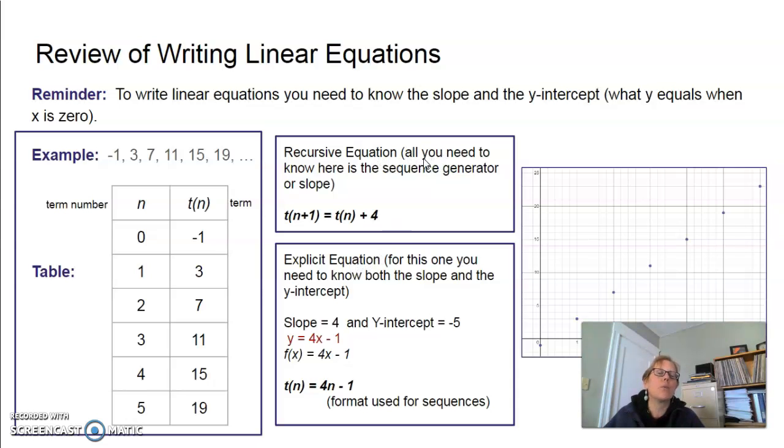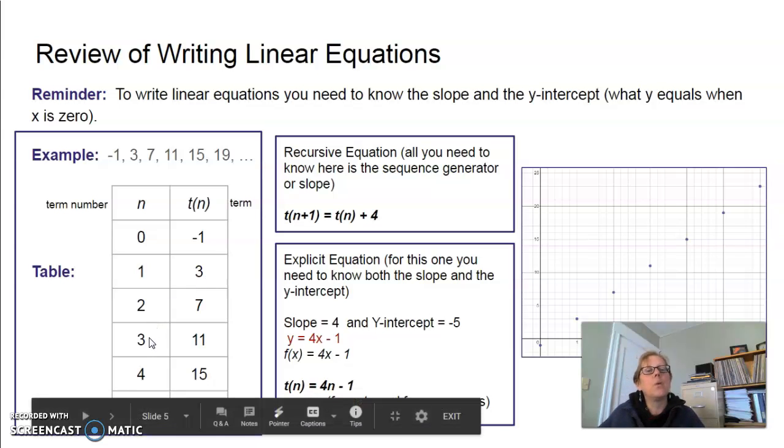All you need to know for a recursive equation is the sequence generator, or because this is linear in this case, it's the slope. A recursive equation requires you to know the previous term. So here's how we figure it out. Anytime we want to know what t of n plus 1 is, we just take t of n and add 4. All right, so let's say we're looking at this one. We've got t of n plus 1.